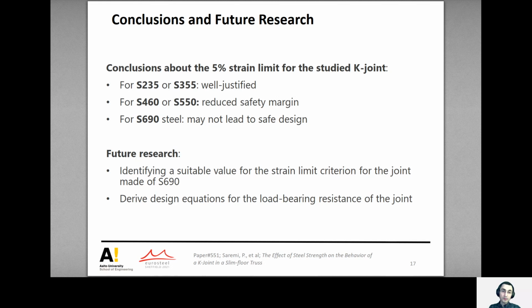So our future research will be looking into identifying a suitable strain limit criterion for this joint made of S690, and deriving design equations for the load-bearing resistance of this joint.